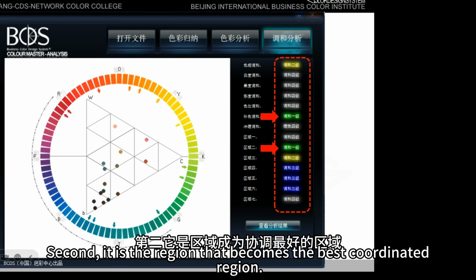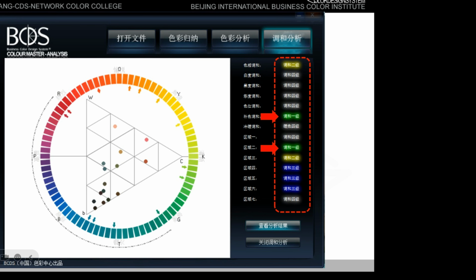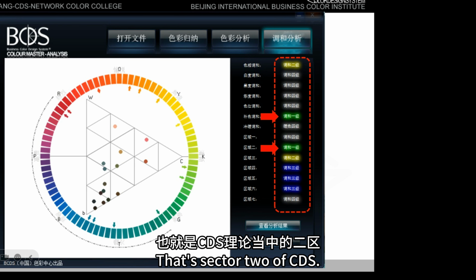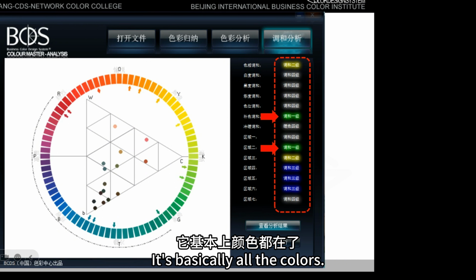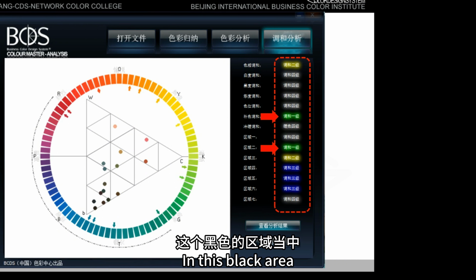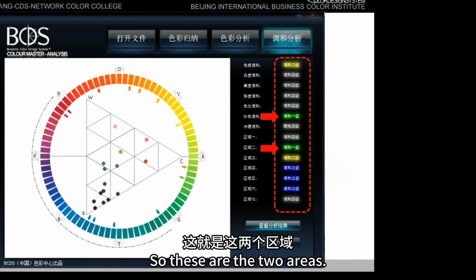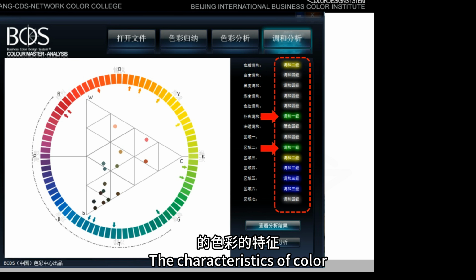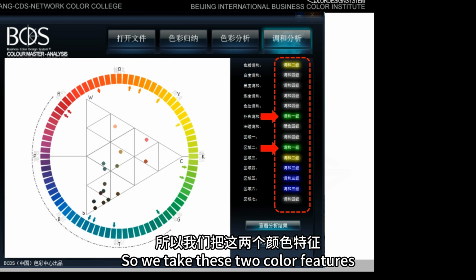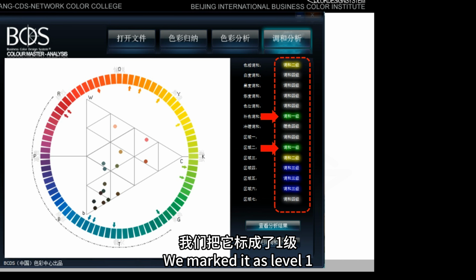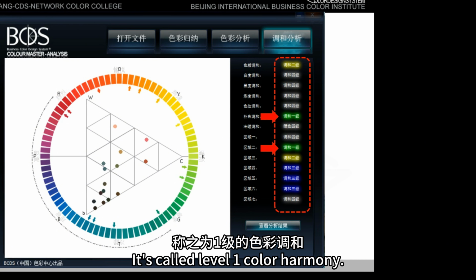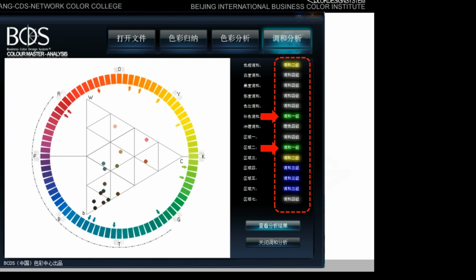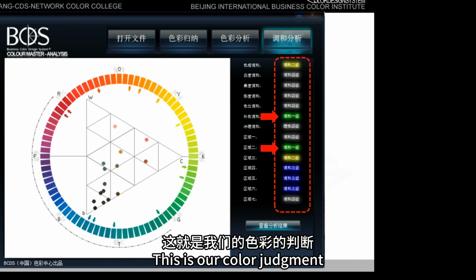Second, it is the region that becomes the best coordinated region. This is District 2, Sector 2 of CDS. It's basically all the colors in this black area and in District 6. So these are the two areas. It is the most important color. The characteristics of color. So we take these two color features. In the analysis of color, we marked it as level 1. It's called level 1 color harmony. This is our color judgment.